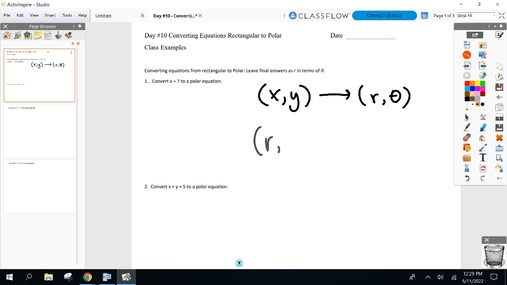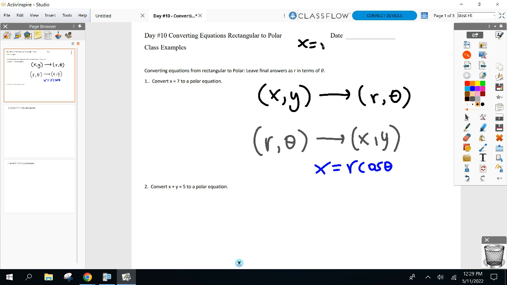I gave you r and theta, and you gave me x, y by plugging them into two formulas, which I need from you today. Anybody remember how we got our x coordinate from r and theta? We did r times cosine theta. Plop that at the top of your page. You're going to need that today. x equals r cosine theta.